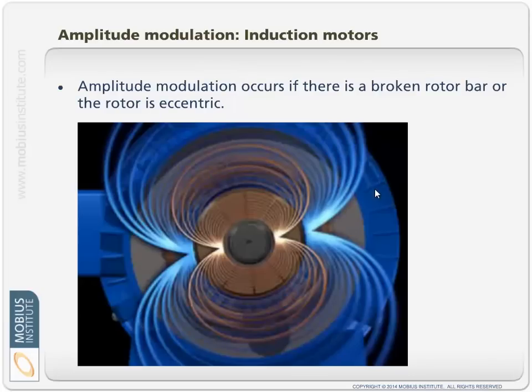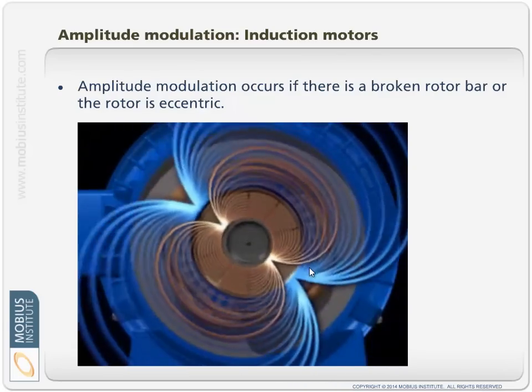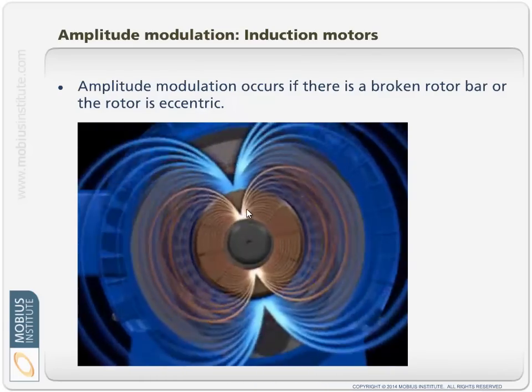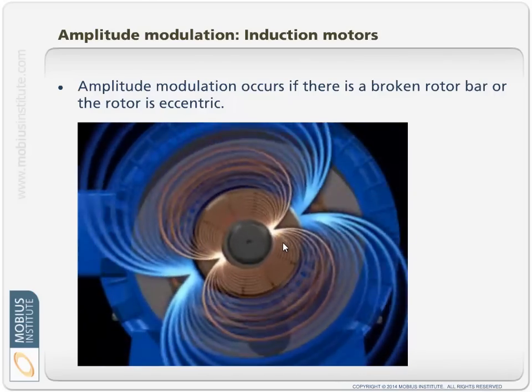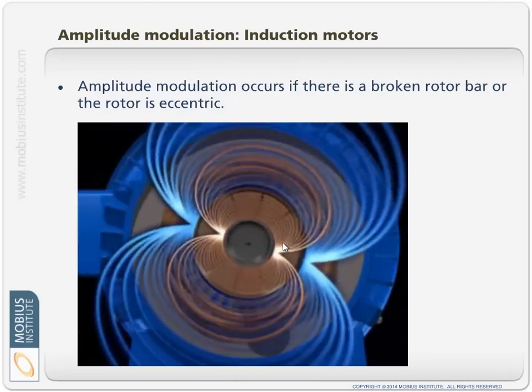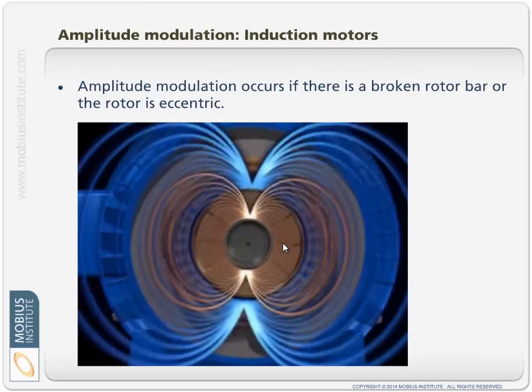It's like the North Pole, the South Pole: two poles, North, South. That rotating magnetic field induces a current in our rotor. And when you induce current in the rotor, it also generates a magnetic field.